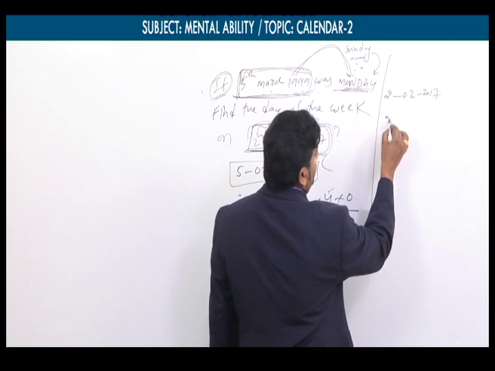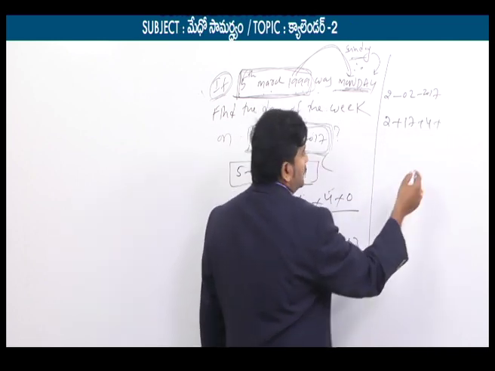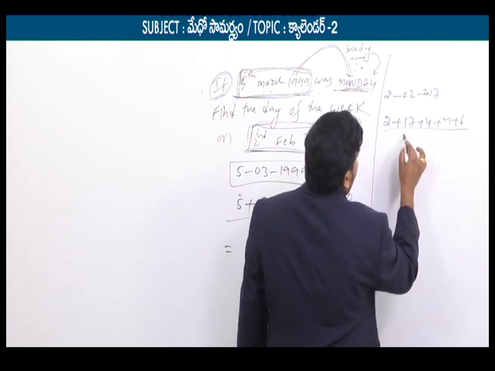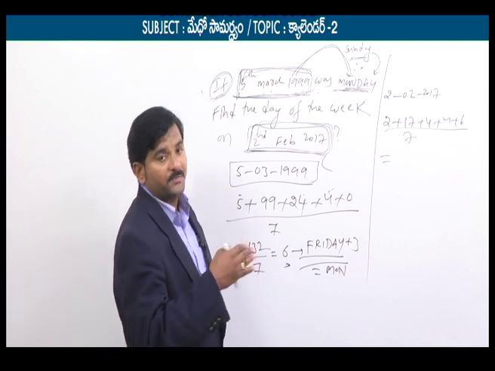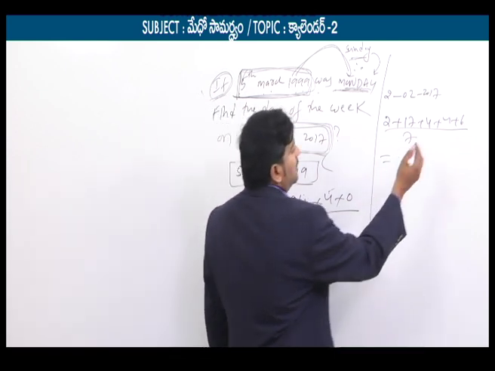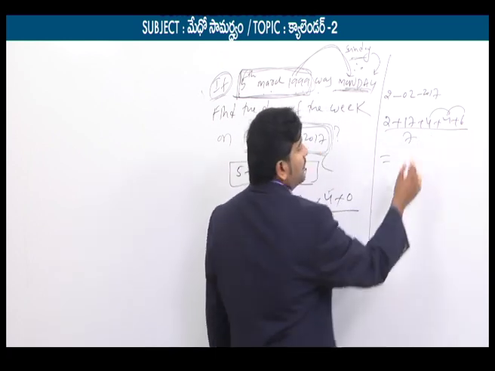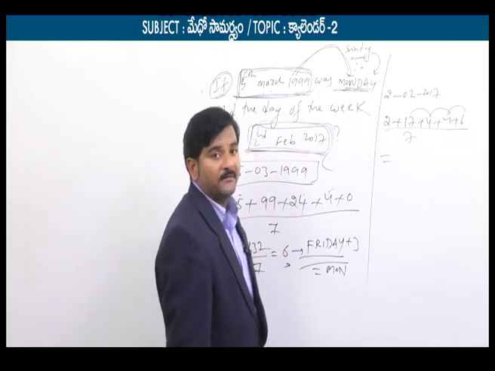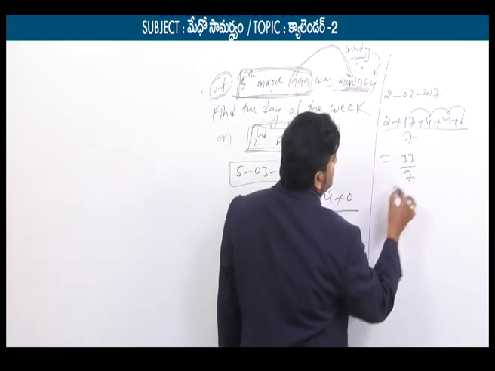Formula is what? Date, number of years, number of leap years, month code, century code, by 7. Same, everything is same. That's why I'm skipping that explanation part. Okay. Now 6 plus 4, 10. 10 plus 4, 14. 14 plus 17, 31. 31 plus 2, 33. 33 by 7.